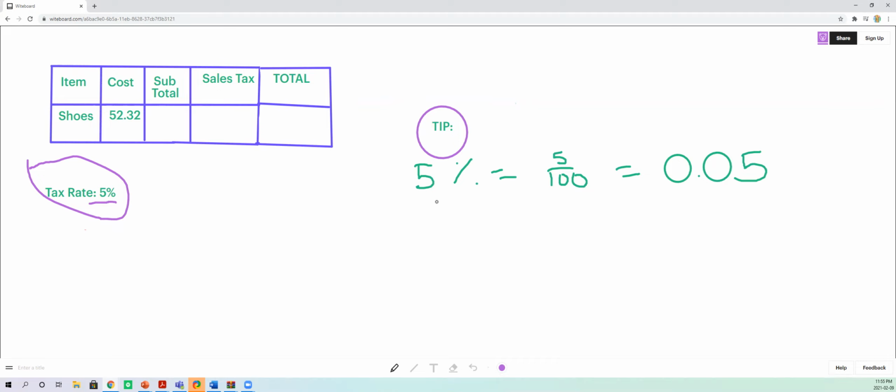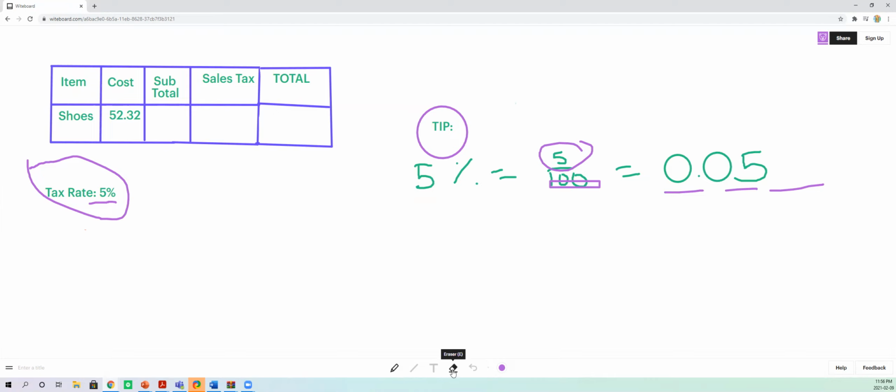But for now, we know that 5% equates to 5 over 100 as a fraction because there's 100 pennies in a dollar, for example, and this is 5 cents. So 5 over 100. And that equates to 0.05 as a decimal, okay? So that's really important information that we're going to need to know to help solve this. And I am going to have to erase this. So if you want to jot that down, you might want to. So the tip that we're thinking of here is 5% equals 5 over 100 equals 0.05.